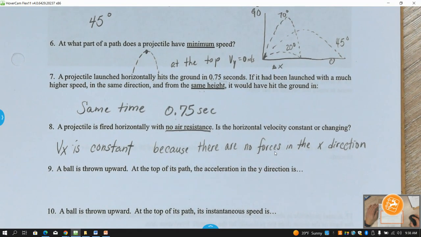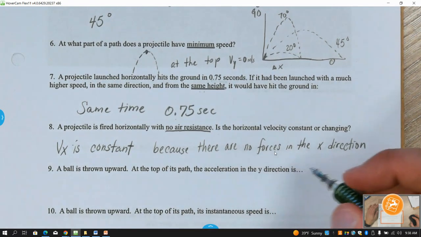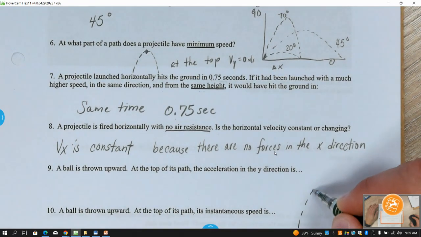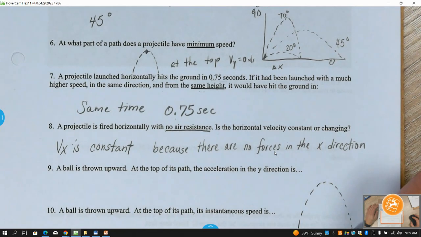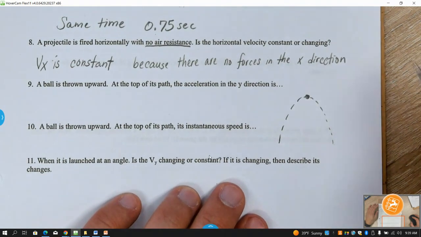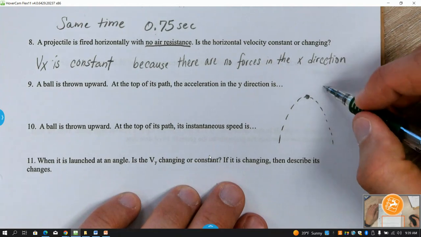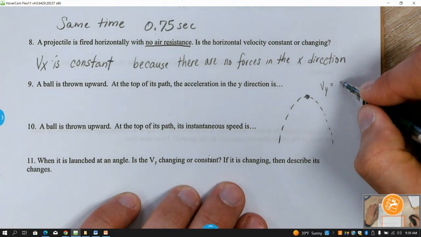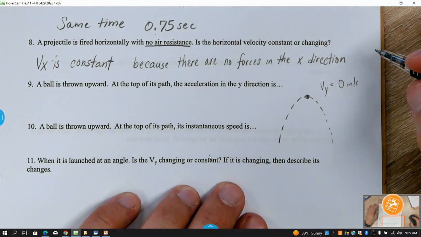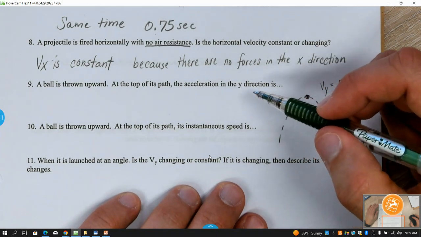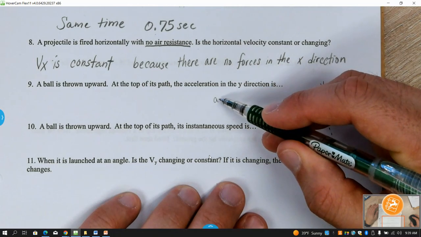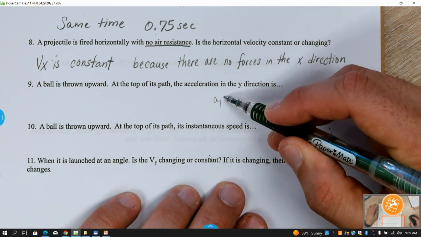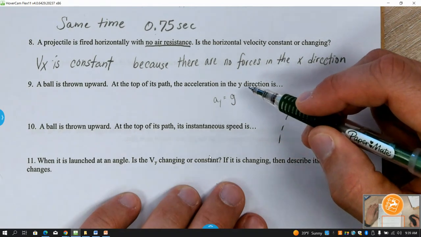Do what I want. All right, so a ball is thrown upward. At the top of its path, what is the acceleration in the y direction? All right. Well, here I'm going to draw this. So at the top of its path, Vy, vertical speed, is equal to 0. But what about the acceleration? The acceleration in the y direction is equal to gravity.